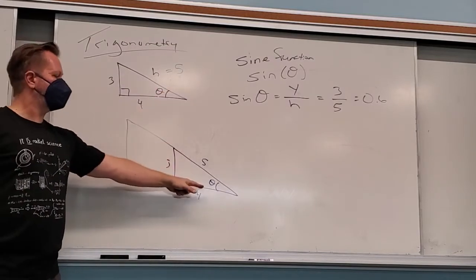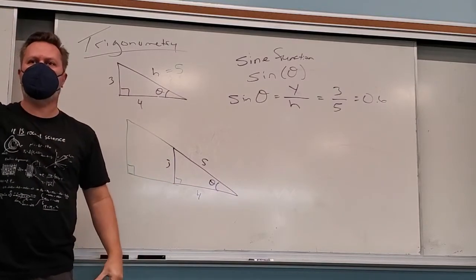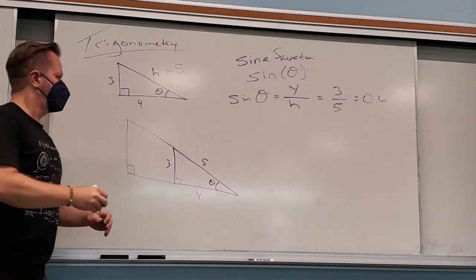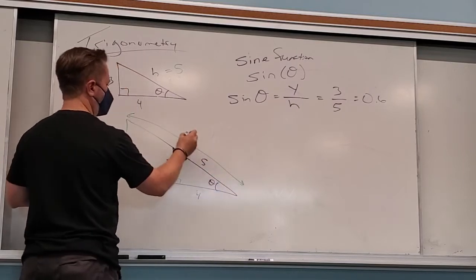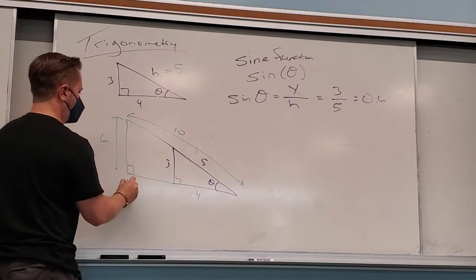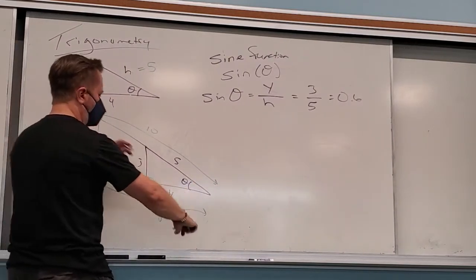So sine of the angle better not change, or this whole trig thing can be thrown out. We can throw it all out if it doesn't work. Help me out. I made it twice as big. So how long is this now? 10. How long is this? 6. How long is this? 8. What would the sine be of this new bigger triangle?